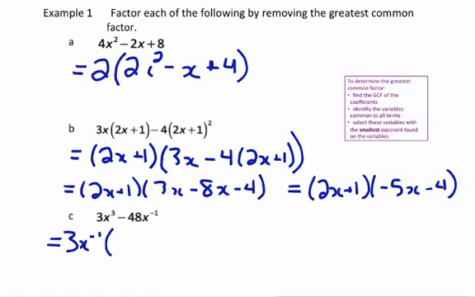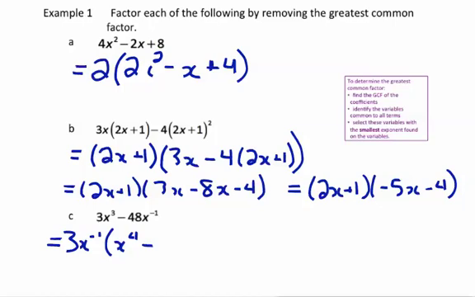We took our 3 out. 3 divided by 3 is 1. We took x to the minus 1 out. Original exponent of 3, subtract negative 1, turns into 3 plus 1, gives us x to the 4th.